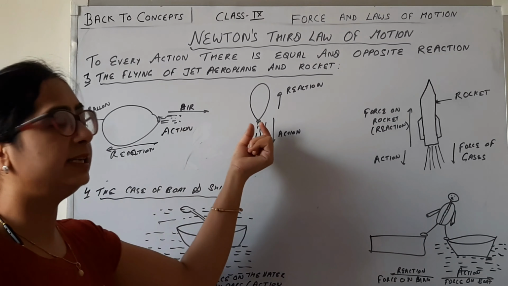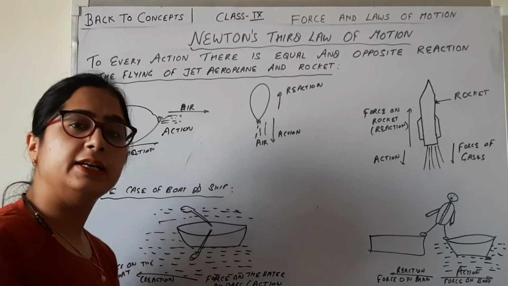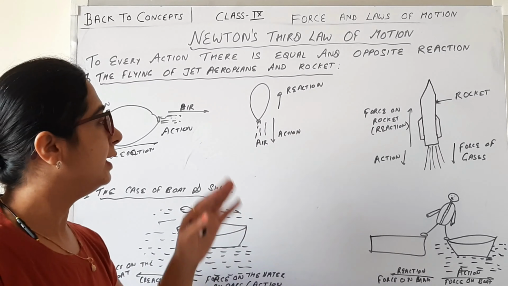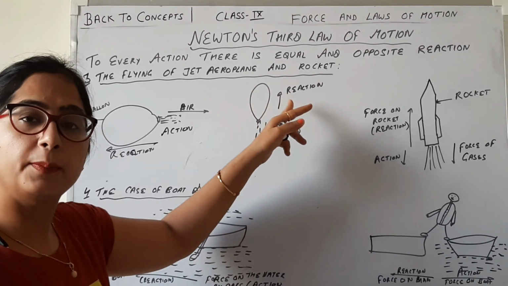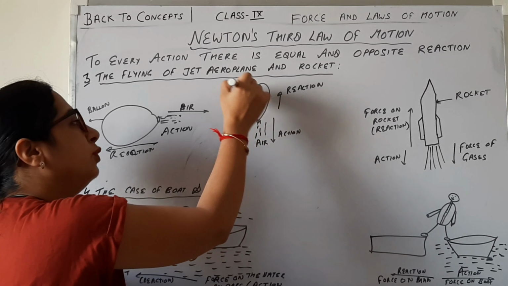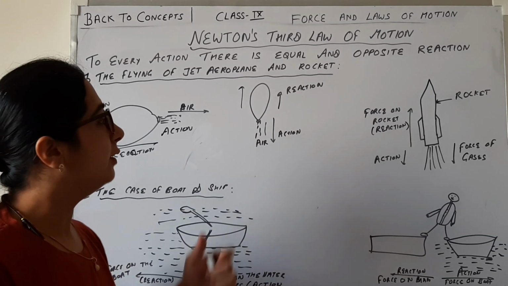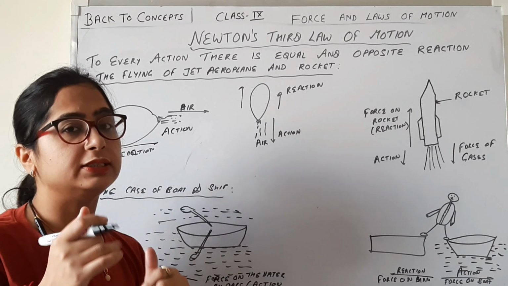If the balloon is in this position, the air will move in the downward direction. The action of this air results in an equal and opposite reaction on the balloon, and the balloon moves in the forward direction. The same principle works on the rocket or the jet aeroplane.